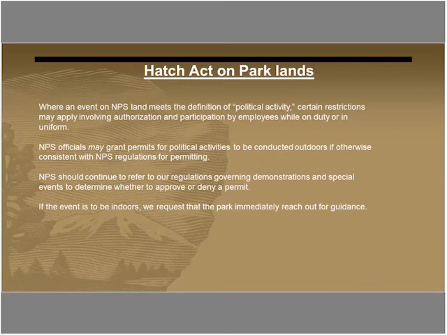So let's talk briefly about how the Hatch Act applies to NPS parklands. Where an event occurs on NPS lands and meets the definition of political activities, there are certain restrictions that apply to participation by employees, while on duty or off. However, NPS officials can still grant permits for political activities to be conducted outdoors on parklands if it's otherwise consistent with our NPS regulations for permitting similar activities. In other words, we should continue to refer to the general regulations governing demonstrations and special events and determine whether to approve or deny the permit based on that procedure. If the event is to be indoors, however, remember the Hatch Act prohibits political activities within a federal building or room, so definitely reach out to the Ethics Office or Solicitor's Office immediately for guidance about how the Hatch Act might be implicated in a situation like that.